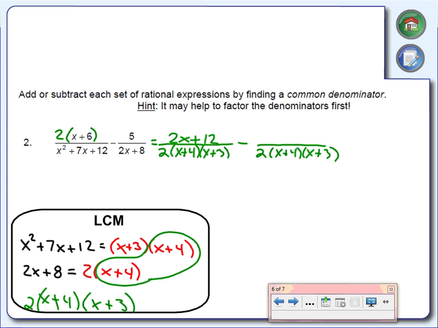Let's go to the other one. 2x plus 8 was the denominator. Of course, I changed that over here to 2 times x plus 4 times x plus 3. Well, again, if you look down here at the bottom at the factors, notice we've got the 2 part. We got the x plus 4 part. The only thing that's missing is which part? The x plus 3. So that's what we're going to multiply by right here, is x plus 3. So if I multiply 5 times the x plus 3, that would give me 5x plus 15.